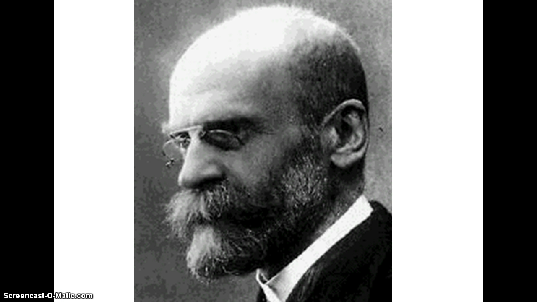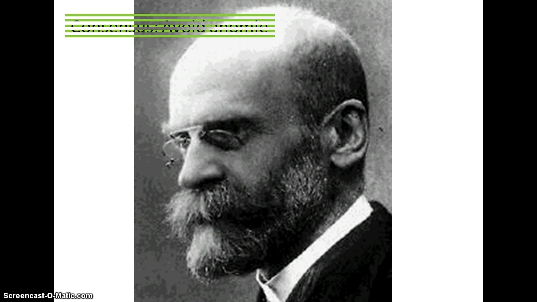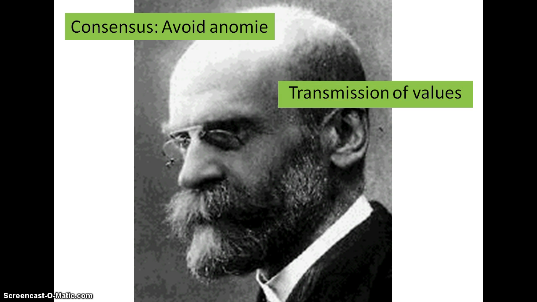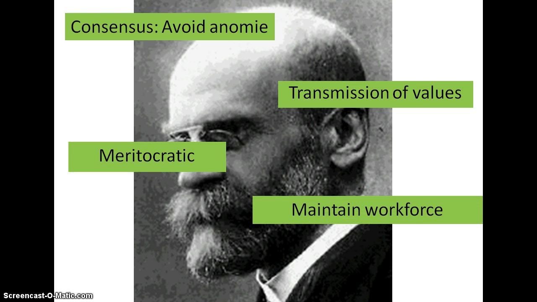So Emile Durkheim, then, we've got a familiar figure here. He says that we need school to avoid anomie. We need to make sure that there's no normlessness in society, that we all remain in consensus. We need to transmit values. This is through secondary socialisation, learning norms and values. It's meritocratic. Actually, that was Parsons that said that, but that means that we achieve according to how hard we work, and you're rewarded that way. But it's also to maintain the workforce.